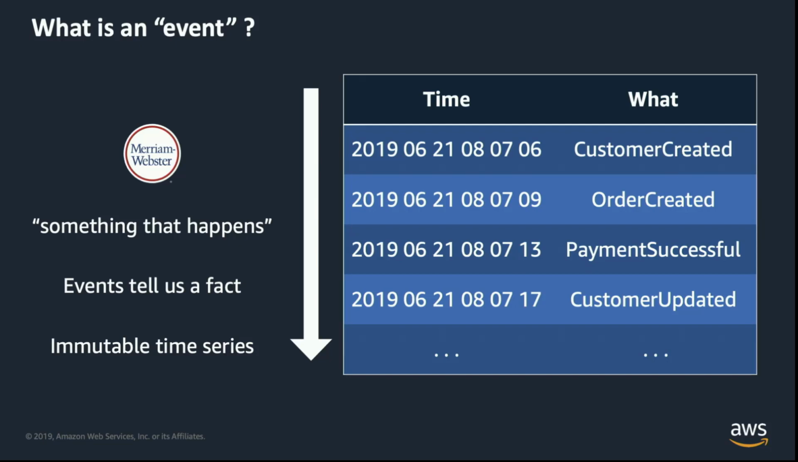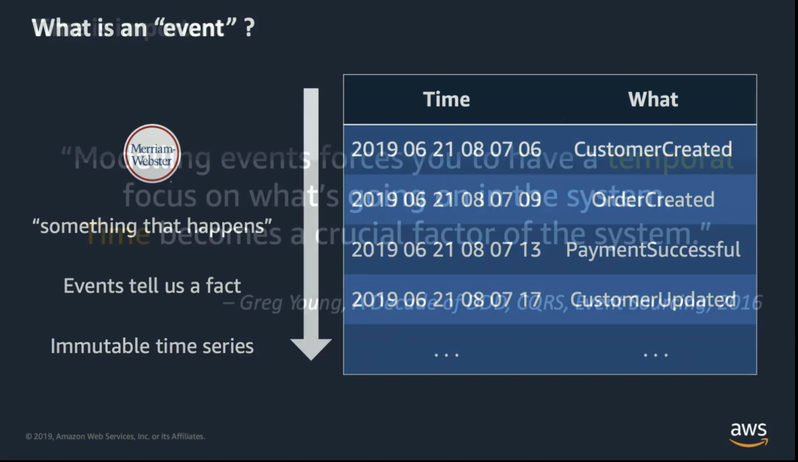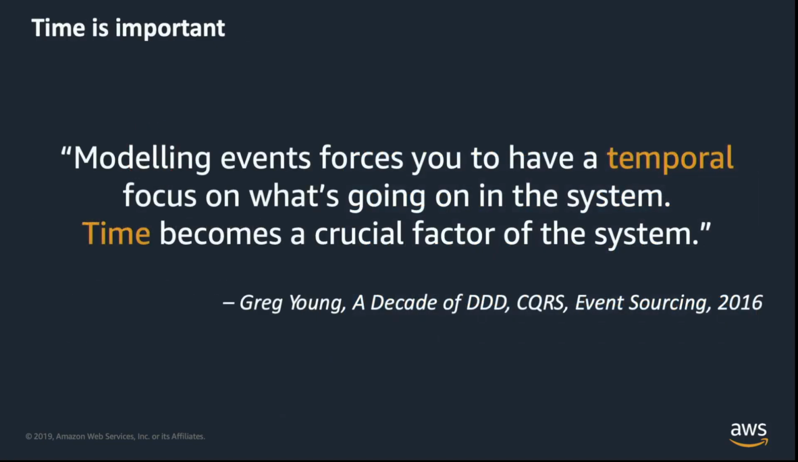And this tells you, OK, at this point in time, a customer has been created. Then he created an order. He paid successfully. And then the customer updated the address because he discovered that it was wrong. So this is a way to look at our architecture from a completely different perspective than traditional monitoring. And modeling events also brings you to think more about time.